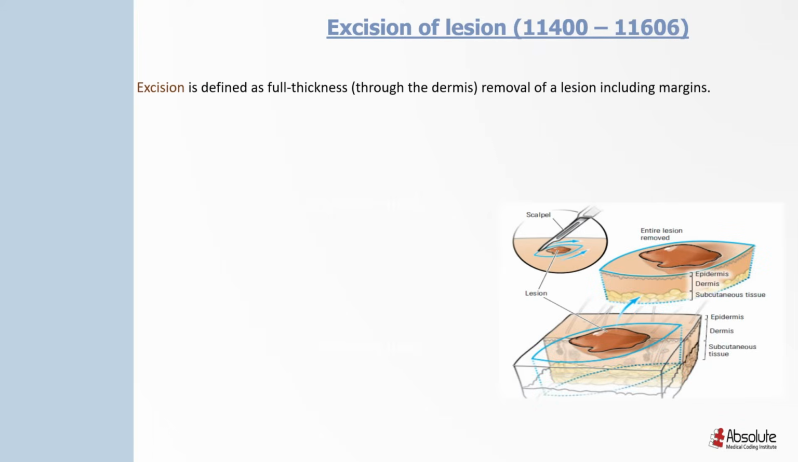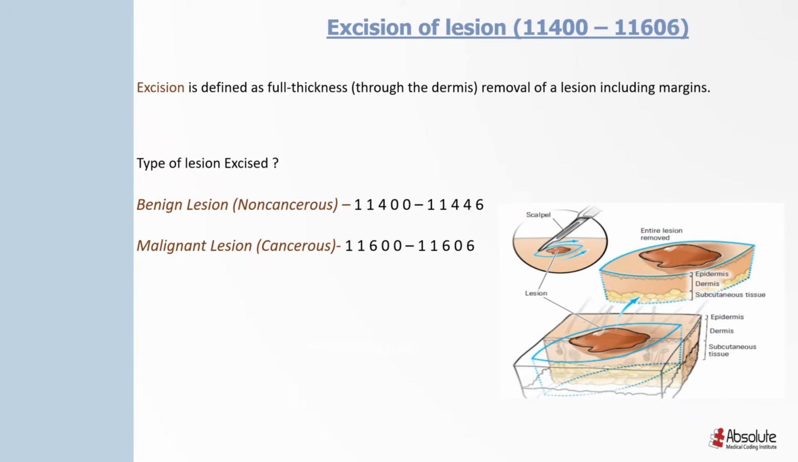So the excision of lesion code series ranges from 11400 through 11606. An excision is defined as a full thickness removal of a lesion, including the margins. So excision codes are generally classified based on the type of the lesion, whether they are benign lesion or malignant lesion, as well as based on the size of the excised diameter.